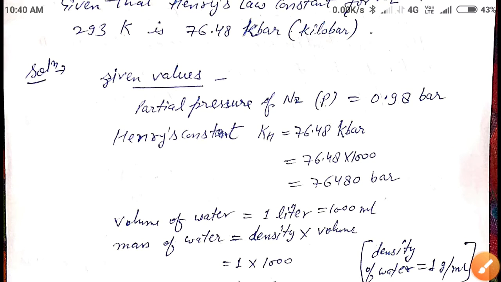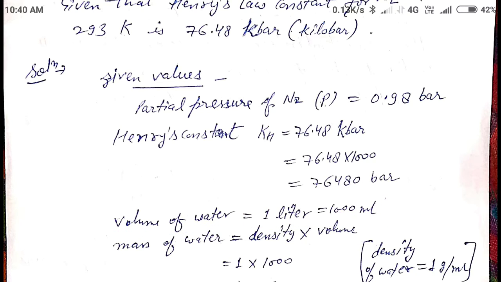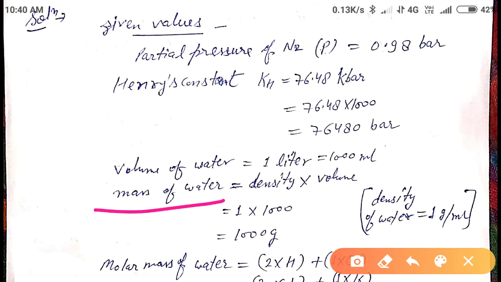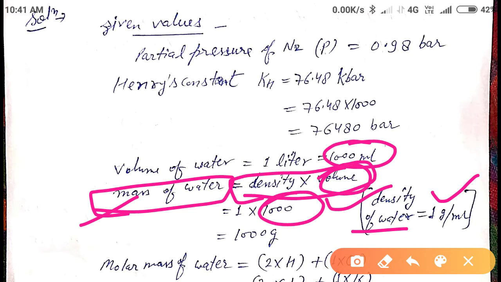The next thing is the volume of water, 1 liter equals 1000 ml. Now we can find the mass of water, as we already know that the density of water is always 1 gram per ml. Hence the mass of water is equal to density times volume, that is 1000 ml times 1, so the mass of water becomes 1000 grams.